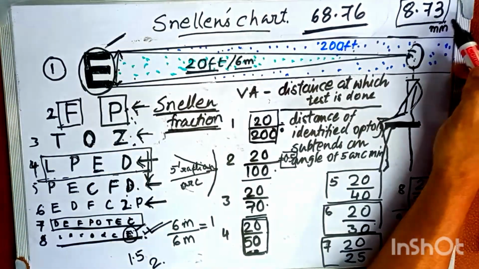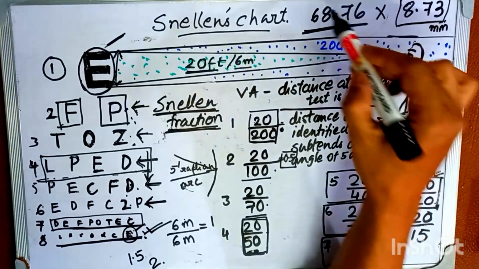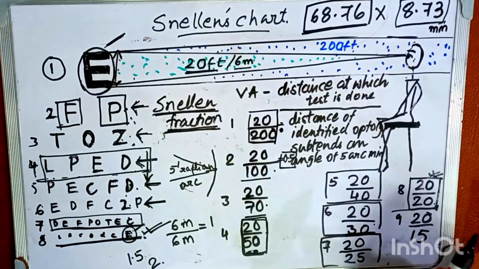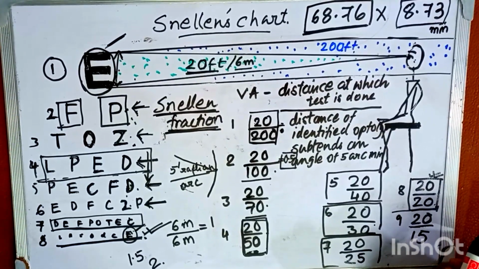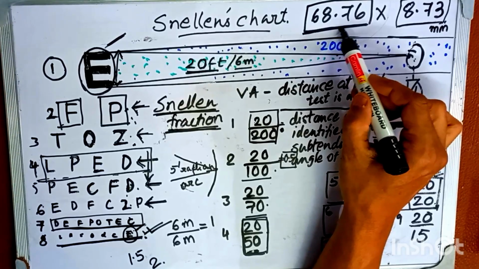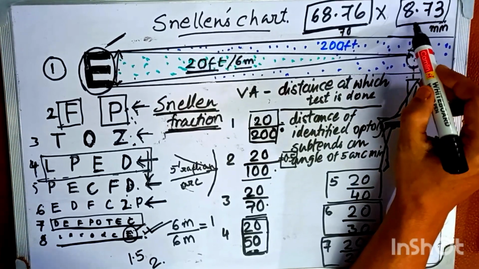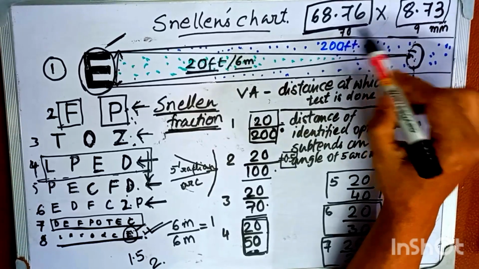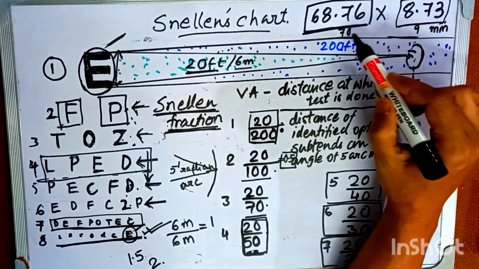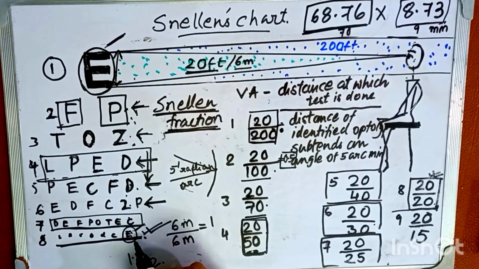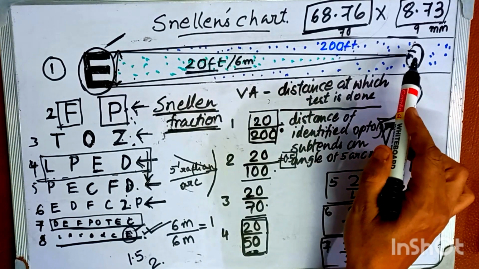So 8.73 into this factor, the factor is constant, 68.76. So it is around, say, 70. I approximately say it as 70. And this as 9. So 9 into 7, 9 sevens are 63. So it is around 6 meters. The distance should be 6 meters.